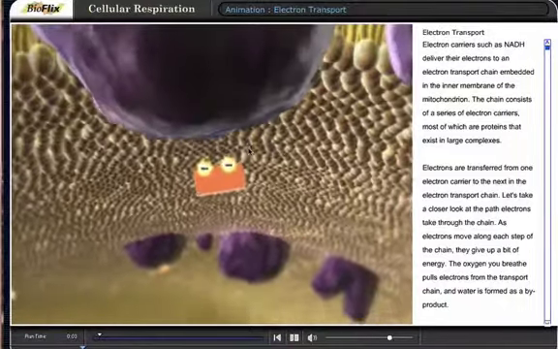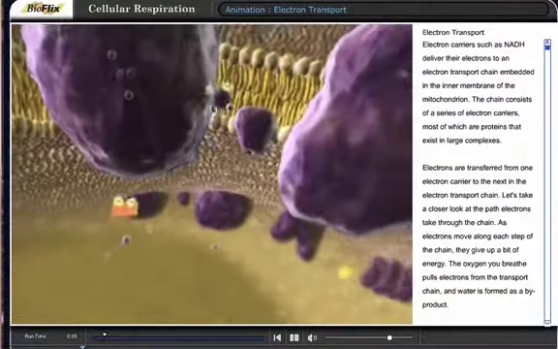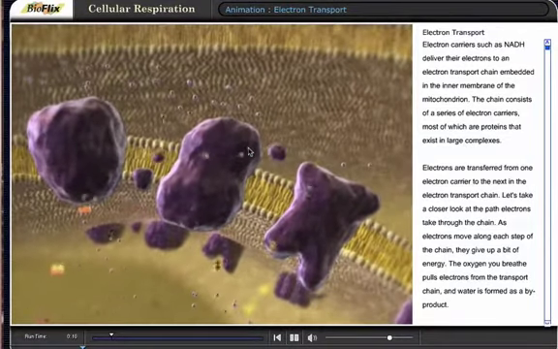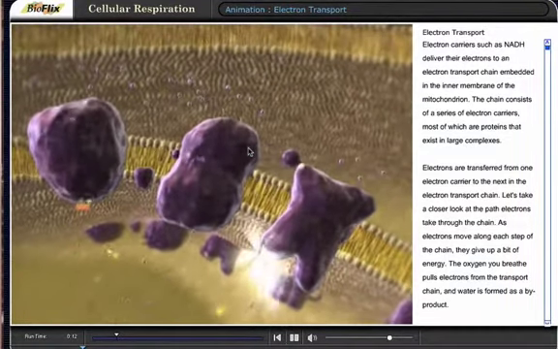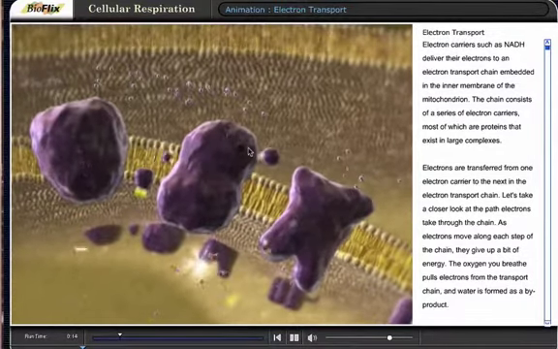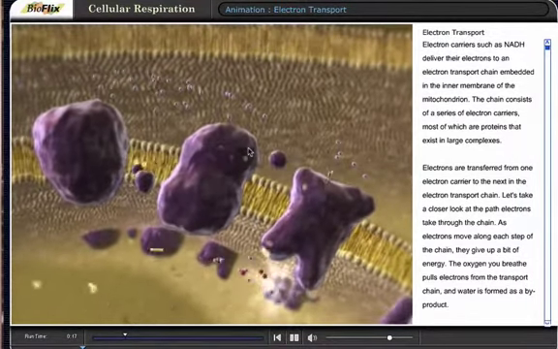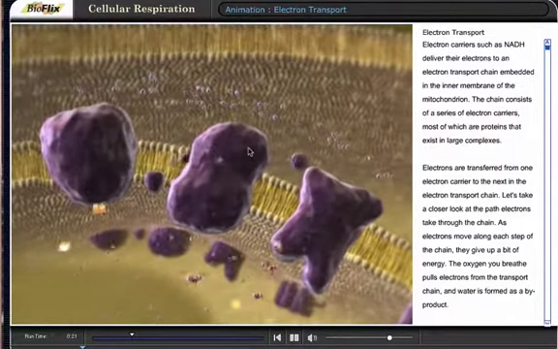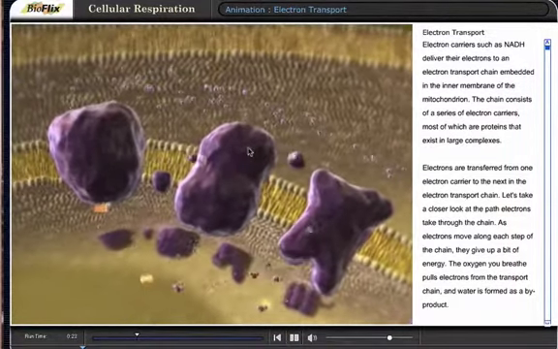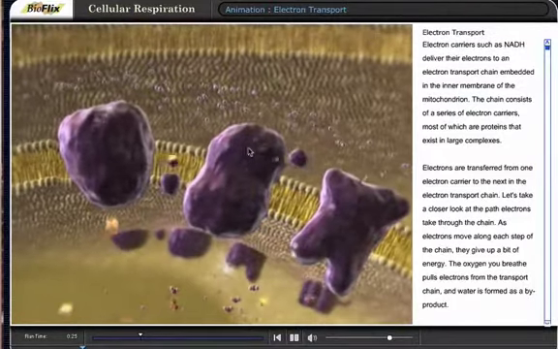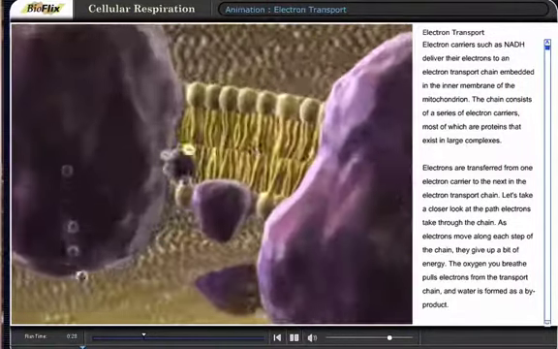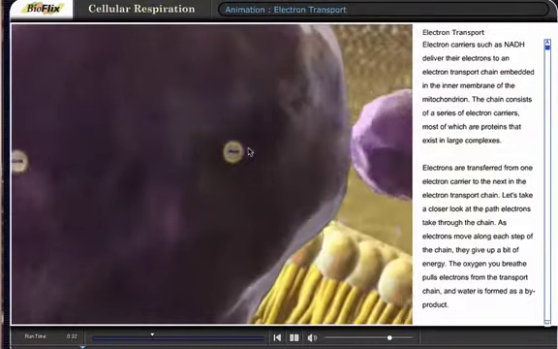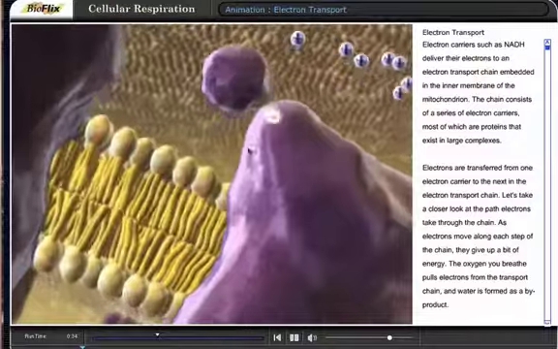Electron carriers such as NADH deliver their electrons to an electron transport chain embedded in the inner membrane of the mitochondrion. The chain consists of a series of electron carriers, most of which are proteins that exist in large complexes. Electrons are transferred from one electron carrier to the next in the electron transport chain. Let's take a closer look at the path electrons take through the chain. As electrons move along each step of the chain, they give up a bit of energy.